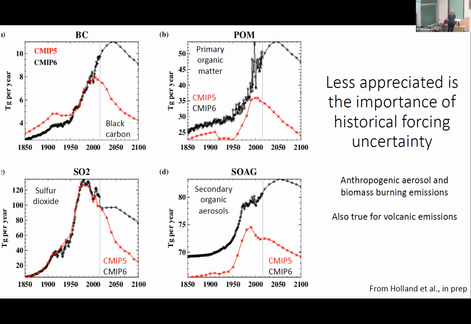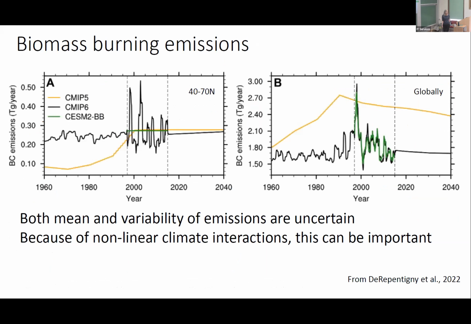So this shows the global mean. You can see there's offsets in the mean, for example, for the secondary organic aerosols and others. We also find that there's considerable differences in variability in terms of the forcing. So this shows an example of that.